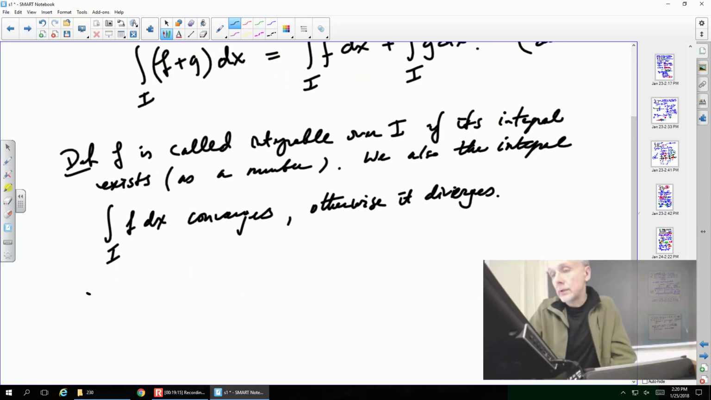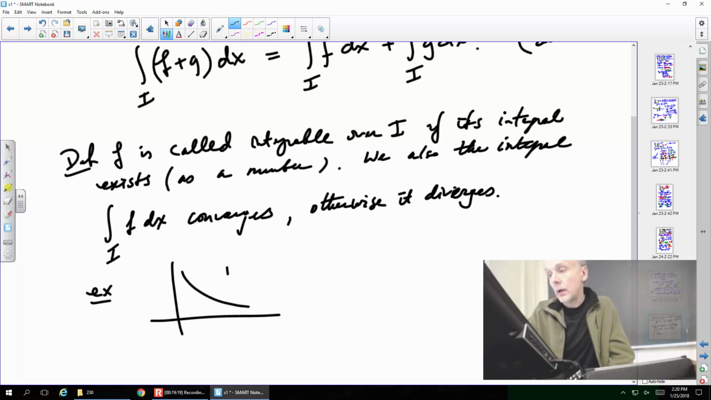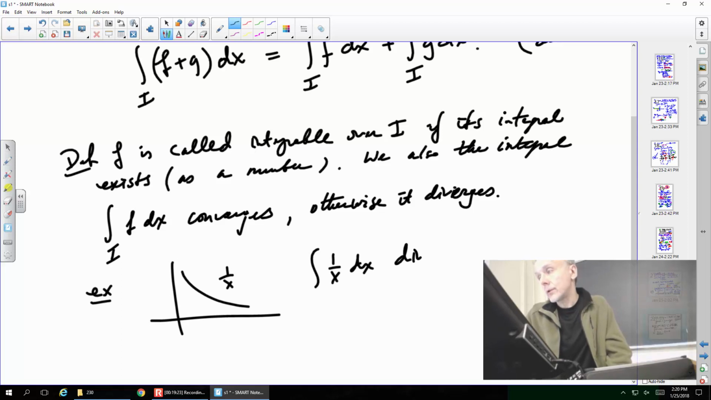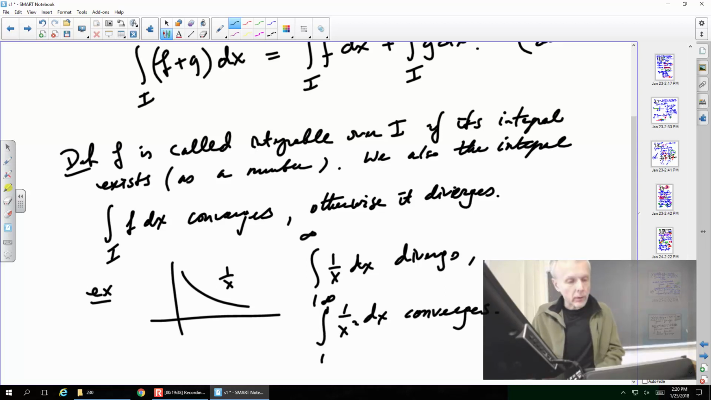So then let me just give you examples. The integral of 1 over x dx from 1 to infinity diverges. The integral from 1 to infinity of 1 over x squared converges. Okay, so let's see.